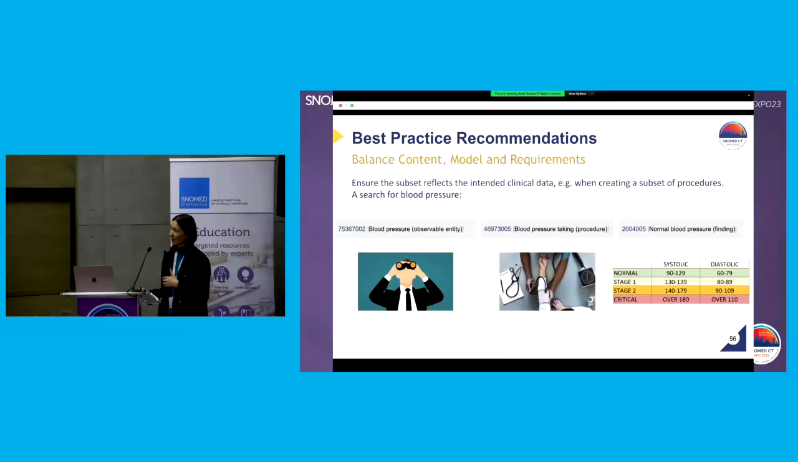This also is just a key thing that helps you to show that it's important to balance that content to ensure that the subset reflects what you want to be able to capture. So if you were creating a procedure subset and you search for blood pressure, if you could search over the whole of SNOMED CT, you'll get the observable entity for blood pressure, you'll get the procedure for blood pressure taking, but also the actual finding of what the result of that procedure was. So if you're wanting a procedure one, you wouldn't want the observable, you wouldn't want the finding concept either, but you would want the procedure bit in the middle.